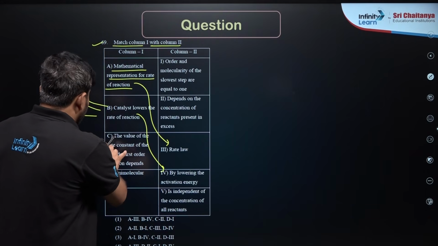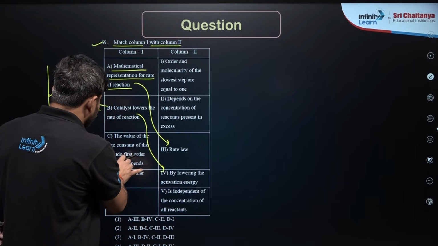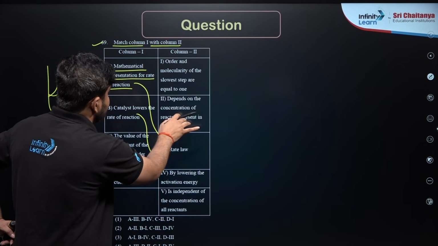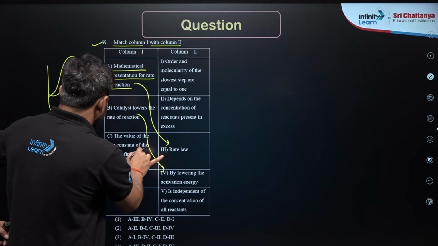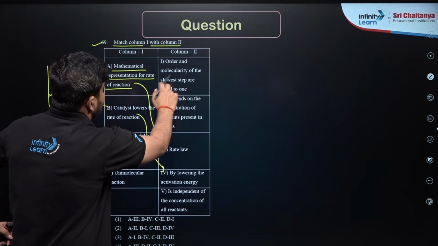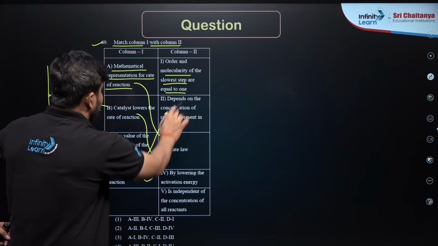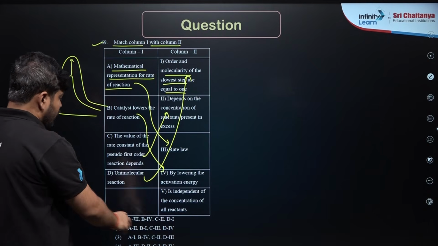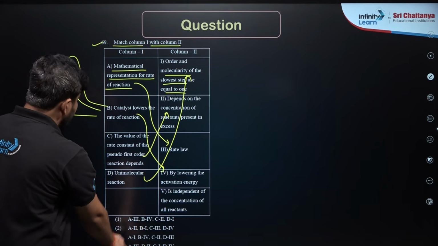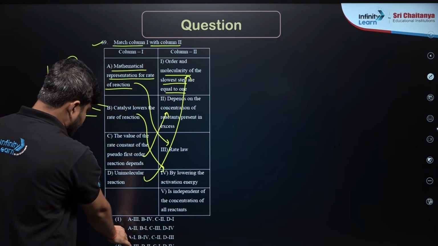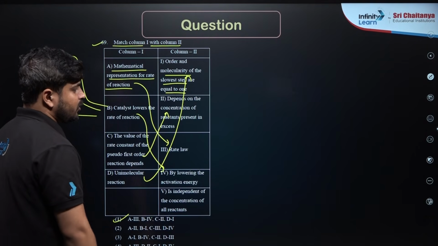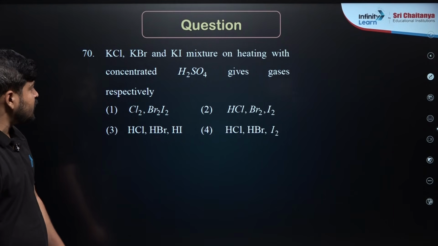After that, the value of the rate constant of the pseudo first order reaction depends on the concentration of the reactant present in excess. So C is going to match with the second. And unimolecular reaction, order of molecularity of the slowest step equal to 1 only, is going to match with the first one. So now if we check which one is the correct answer: first is going to match with third, and second one is going to match with fourth. So the first option is the correct answer of this question.